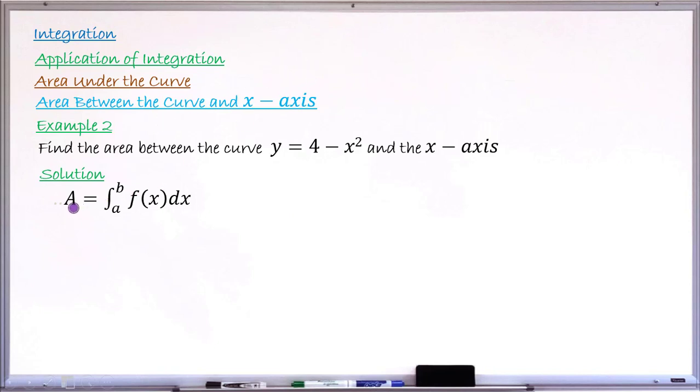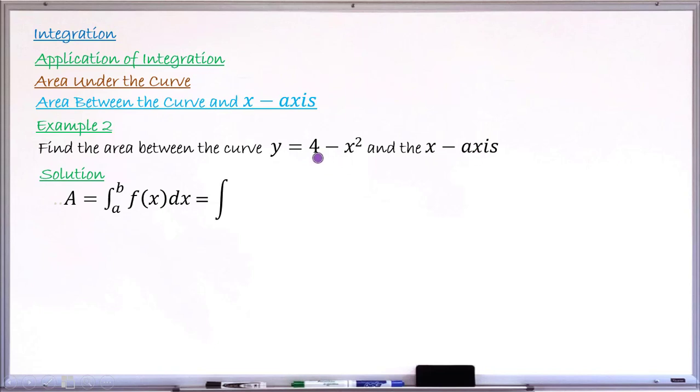It says A for the area equals the definite integral from A to B of the curve f of x with respect to x. So in this case, I'm now going to write integral from A to B. Now let me just get my limits there. A is the lower limit, B is the higher limit. In the previous examples, we have those limits, but in this case, we don't have the limits. So what I'm going to do is to find those limits, and those limits will now be the value of x at the 2 points where this curve crosses the x-axis.